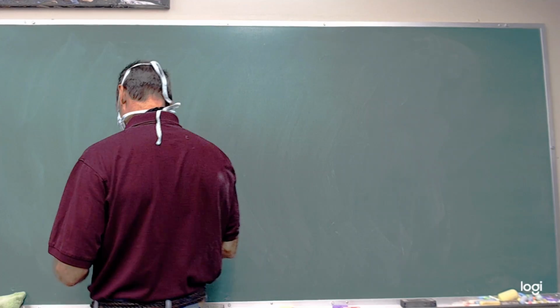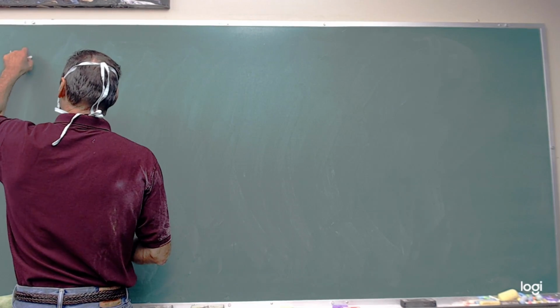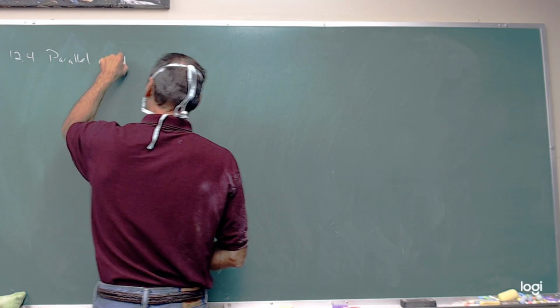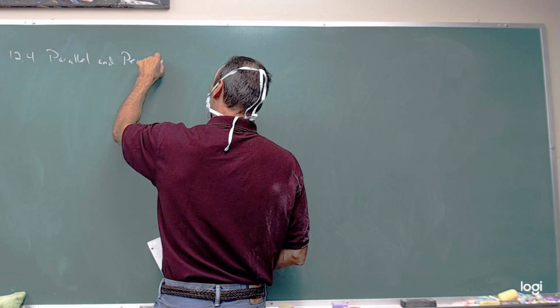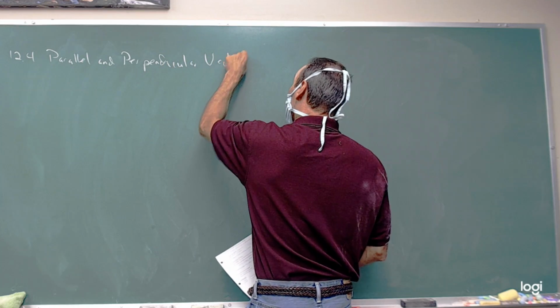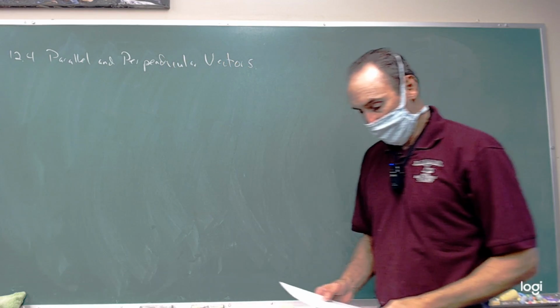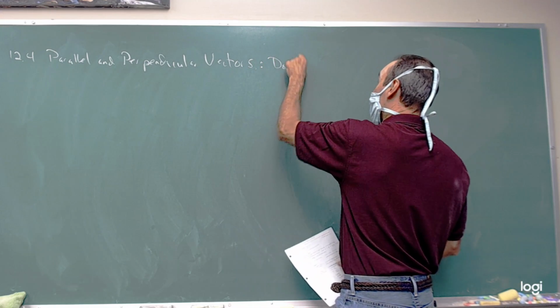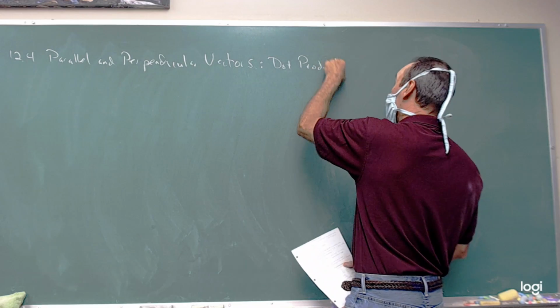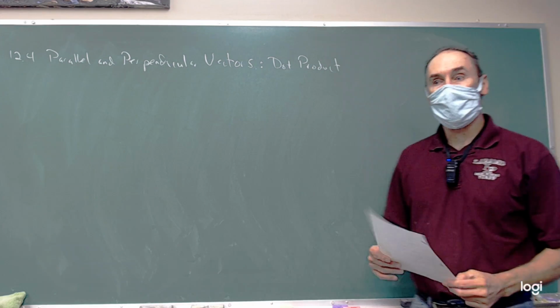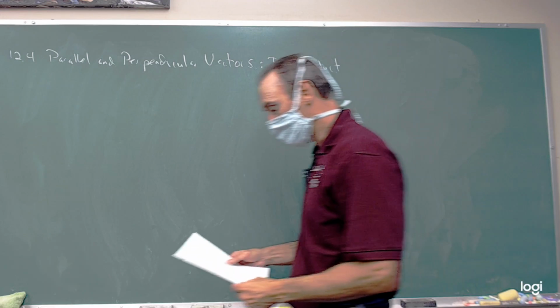All right, so this is 12.4, talking about parallel and perpendicular vectors. In particular, we're going to find out there's actually 2 different kinds of products with vectors. So we're going to get a dot product, and a little bit later we're going to get a cross product. Who knew? Kind of crazy.